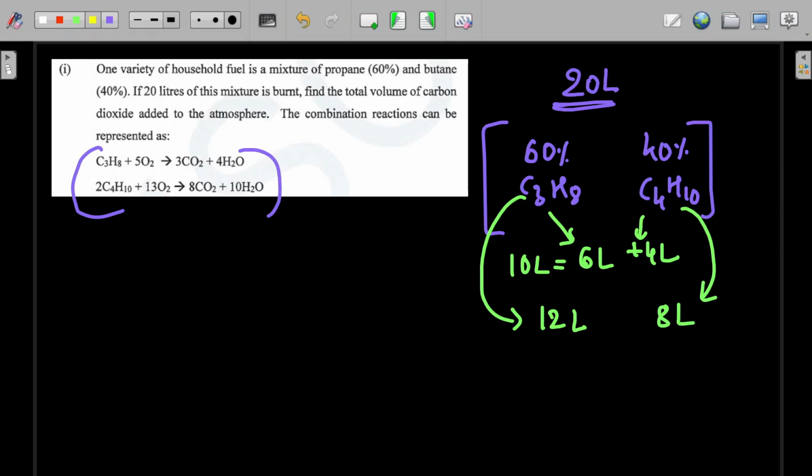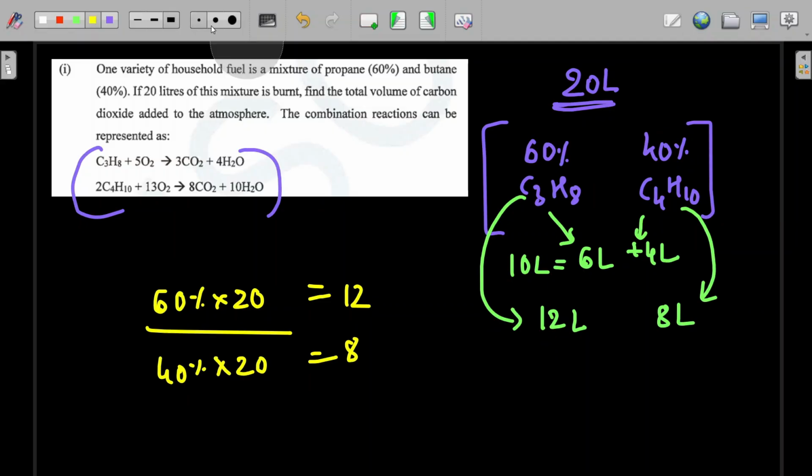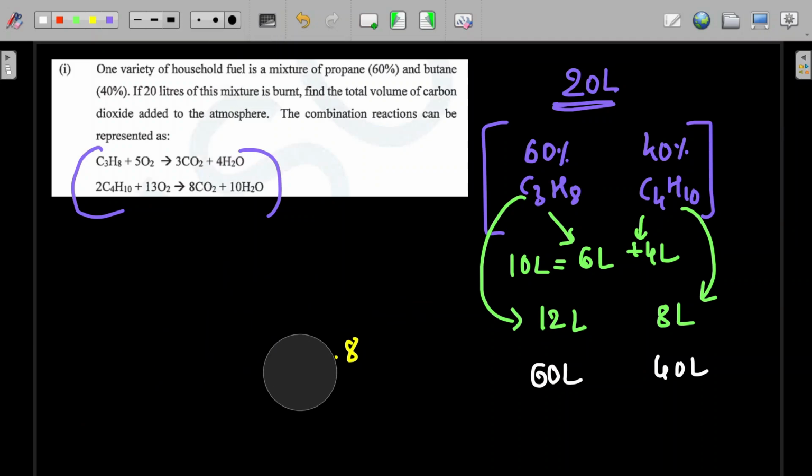Correct? Or, sir, I want to do the calculation. You can simply do percentage. How will you get 12 and 8? Percentage. 60% of 20 is what? 12. Then the remaining 40% of 20 is 8. Or you can simply calculate it. Percentage always means what? If you take 100 liters, 60 liters will be propane, 40 liters will be butane. Same way. Now you know how much propane is there, how much butane is there.